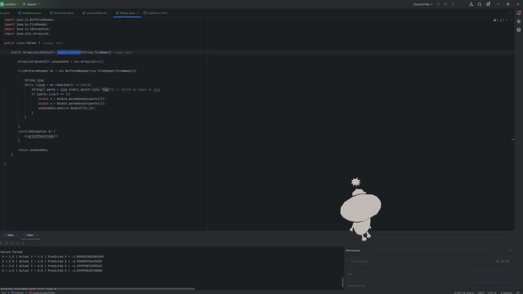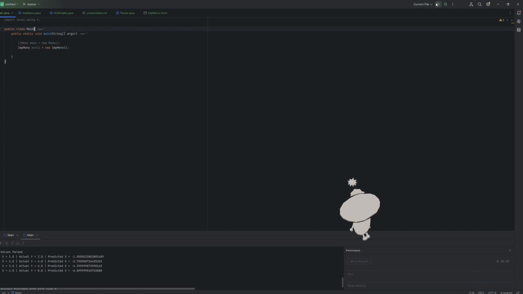The parser is the final step. The parser will read through the unseen data and then allow for the arithmetic and improved menu classes to access the data and loop through it. So let's get into it.